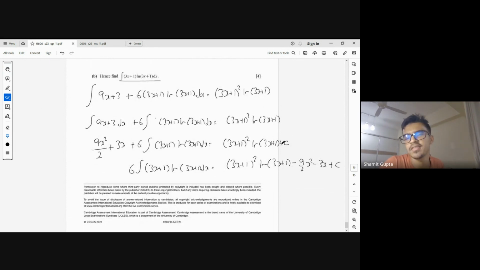Because c is an arbitrary value. Suppose this is c1 and this is c2, we can keep the plus c as it is. After we divide by 6, we can still keep it as c instead of c over 6.